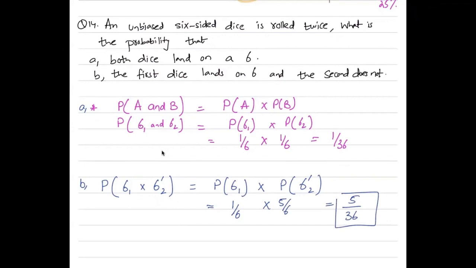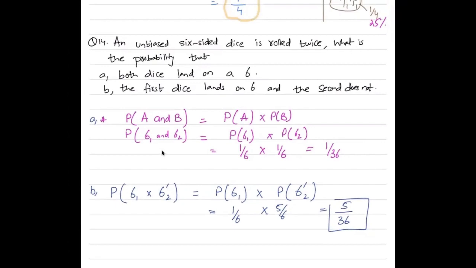Okay. Because we can get 6 with 1, we can get 6 with 2, we can get 6 with 3, 6 with 4, 6 with 5. So there are 5 chances out of 36 options. Is the working for the question clear?